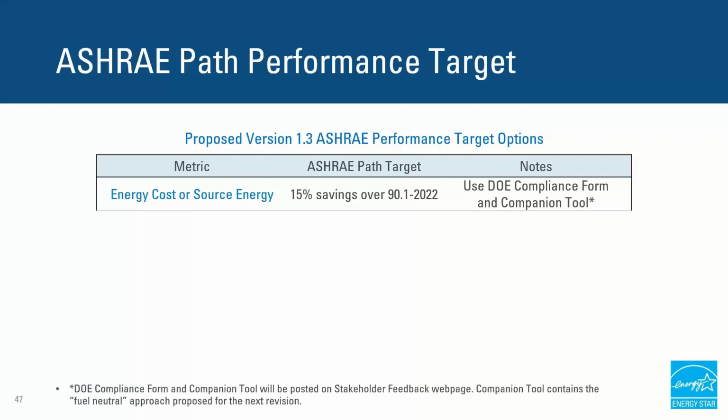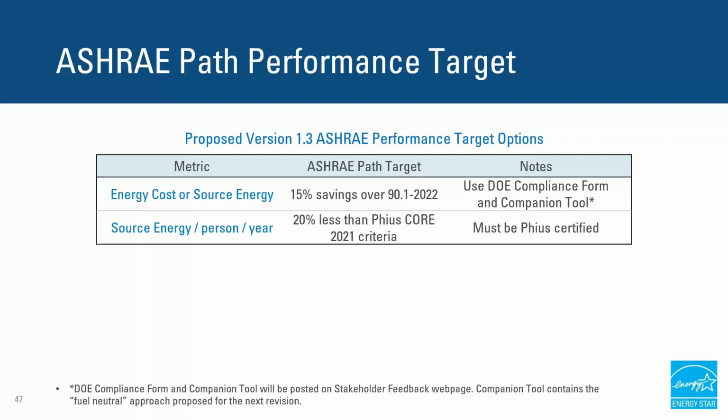The companion tool also has the fuel neutral approach included that we proposed over the summer to be added to the next revision. In addition, we also have an alternative for buildings that are getting FEOS certified. We're proposing for version 1.3 a target of FEOS in the FIS Core 2021 source energy requirement. So that wraps up the ASHRAE path performance target.